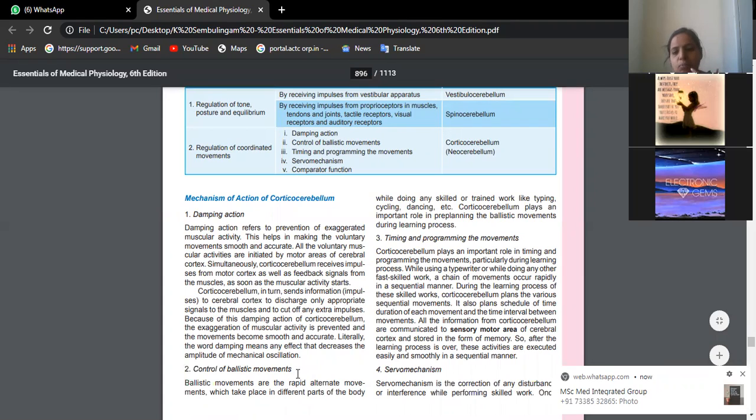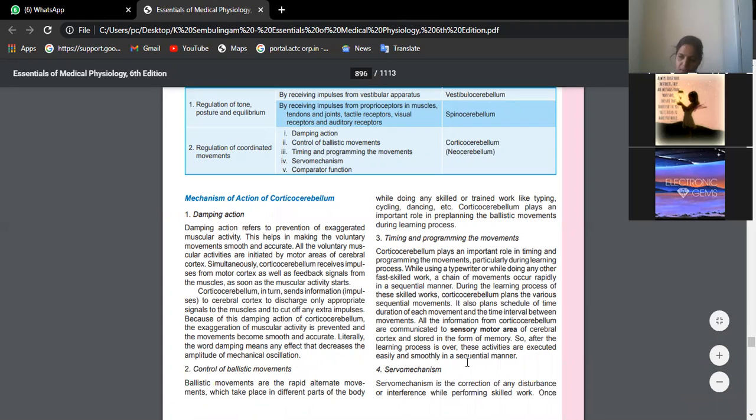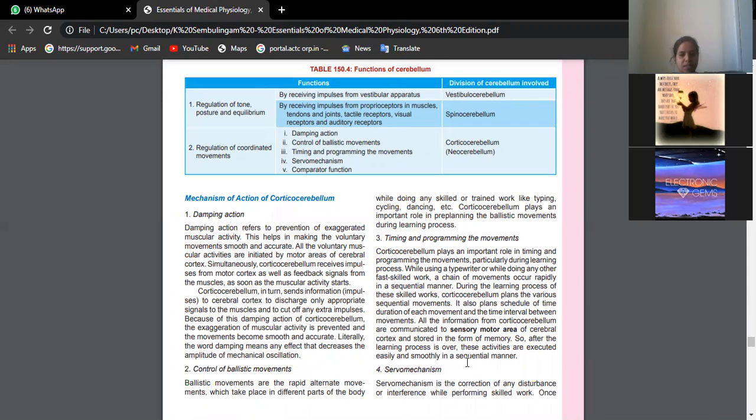Then, control of ballistic movements. You should have seen ballet dancers. You should have also seen people who walk on a rope by holding a stick like this. That means their equilibrium is perfectly maintained because of the normal functioning of the cerebellum. Ballistic movements are rapid alternating movements which take place in different parts of the body. For example, you can do pronation and supination fast because your cerebellum is working normally. If it is not working, then what is that clinical condition? Dysdiadochokinesia. We will see it in the clinical aspects of the cerebellum.